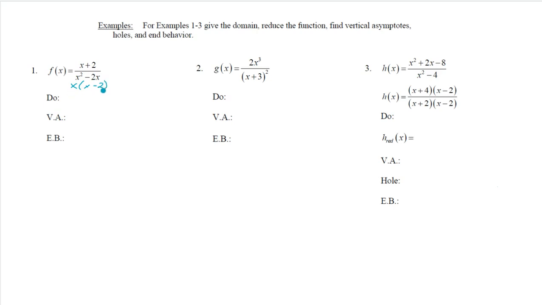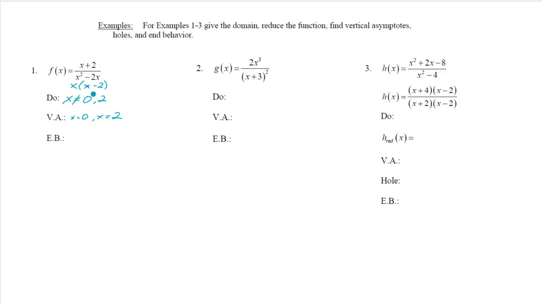Now, in this case, there's no common factors in the numerator and denominator, but this factor here shows us that we have positions at 0 and 2 that cannot exist in our domain. This is either going to be asymptotes or holes. In this case, it is going to be asymptotes. And so we've got a vertical asymptote at x equals 0 and at x equals 2. We know they're vertical asymptotes because there is no factoring in the numerator and in the denominator.